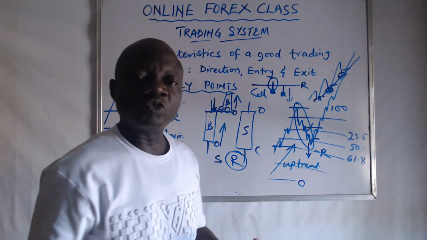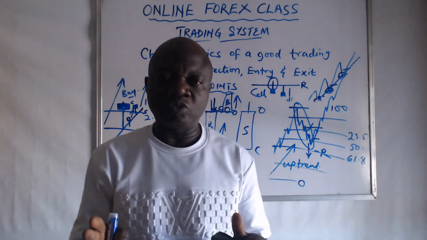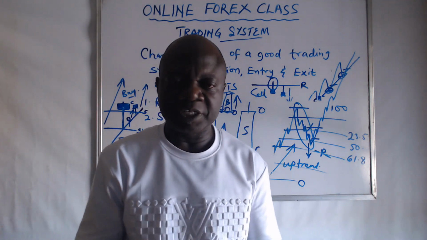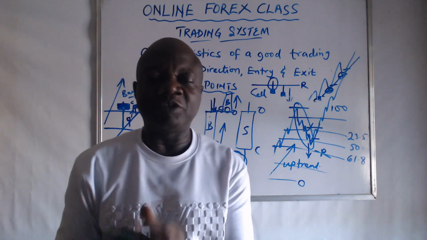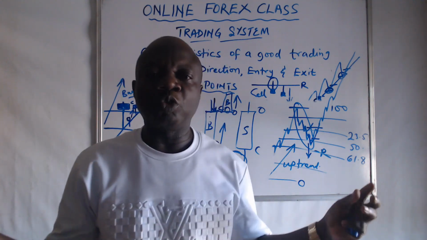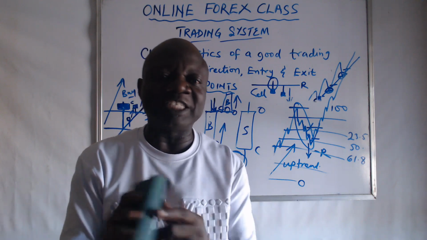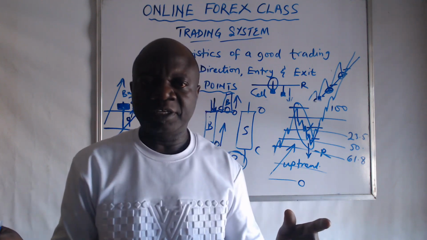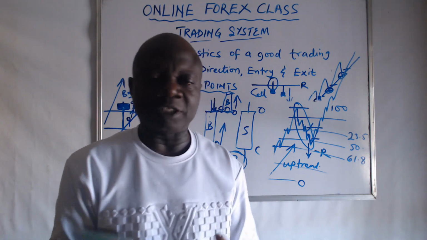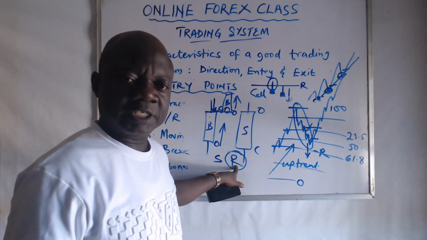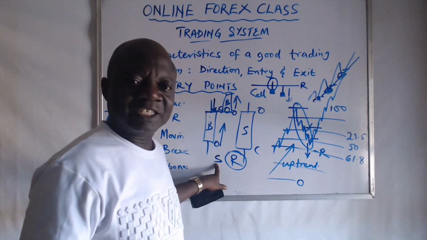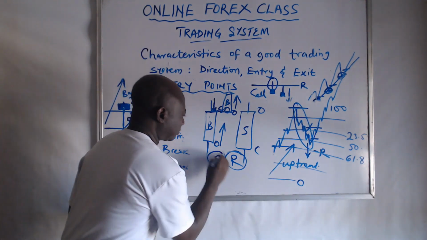It's like when you are at the battle front, and the one party is around this place, the other party is around this place, so both of them are fighting, trying to take each other's territory, so resistance is the territory for the sellers, support is the territory for the buyers.